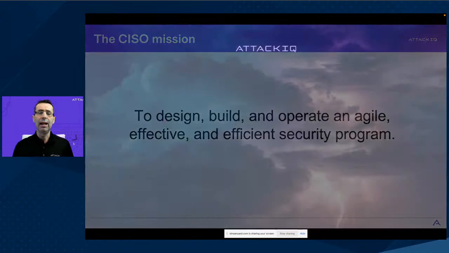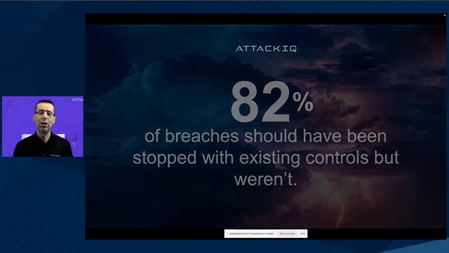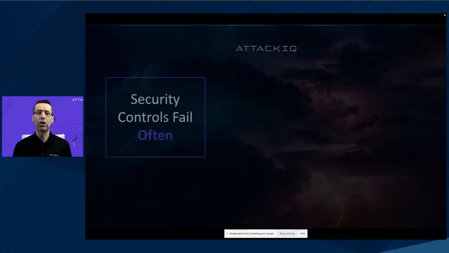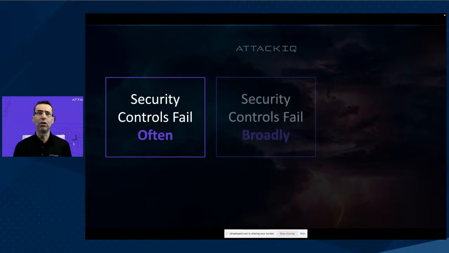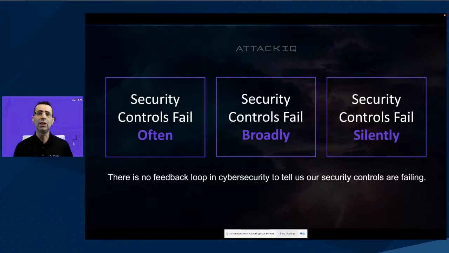picture. The challenge with that bigger picture, as I mentioned in the keynote, is that in 82% of breaches, the security controls were available to stop the breach, but they failed. So what we're seeing is security controls fail often, security controls fail broadly, and security controls fail silently. And what this results in is there's no feedback loop in cybersecurity to tell us that our tools are failing, and for that matter, our cybersecurity program's failing.